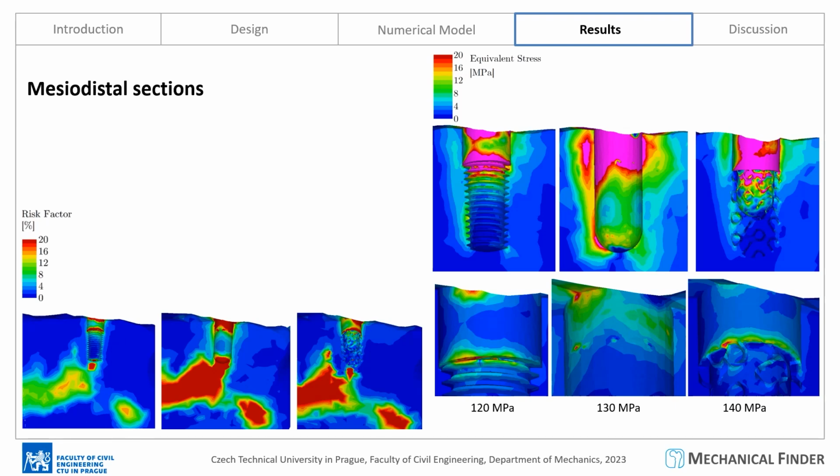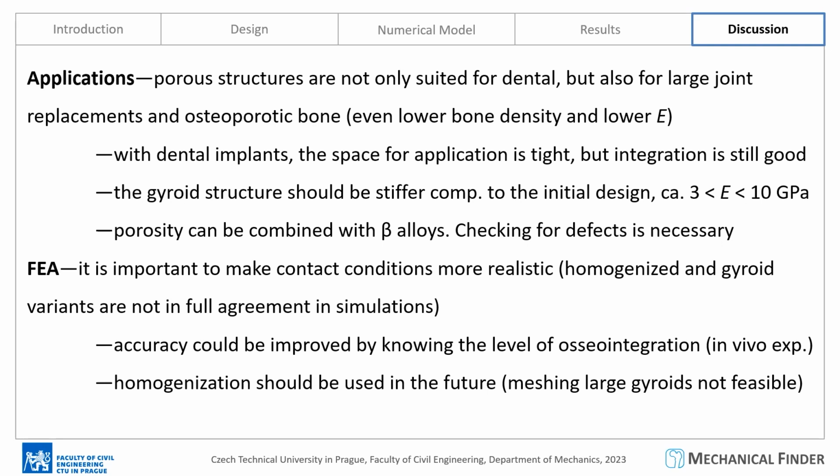To summarize everything, I think porous structures are not only suited for dental implants exclusively, but are just as good or maybe even better for larger joint replacements where the geometry allows for more space for application. The gyroid structure was found to be a little bit on the weak side, so it was redesigned and reanalyzed to have a modulus of 2.7, which was enough, but overall I think the modulus should be fine if we design for about 3 to 10 gigapascals. Also, porosity can be combined with beta titanium alloys, which allow for even greater reduction of material modulus.